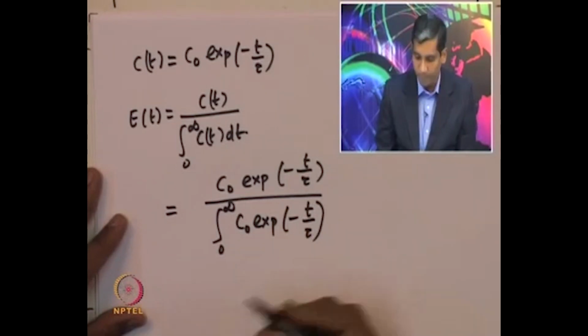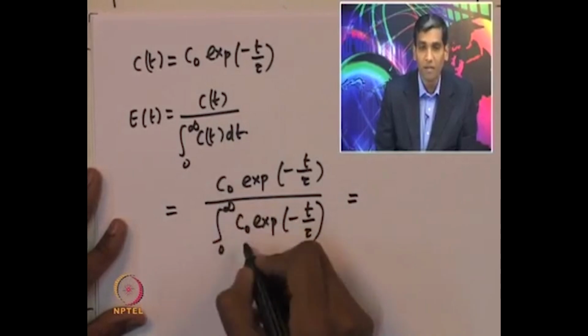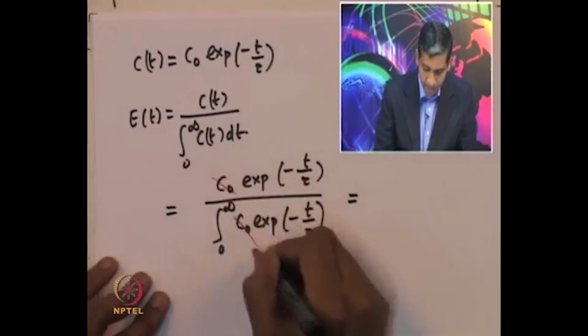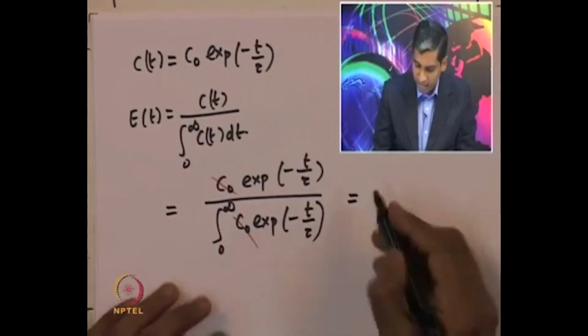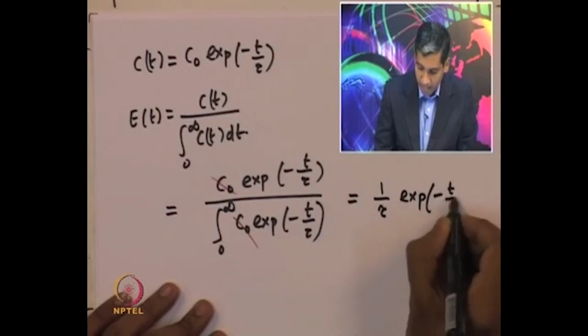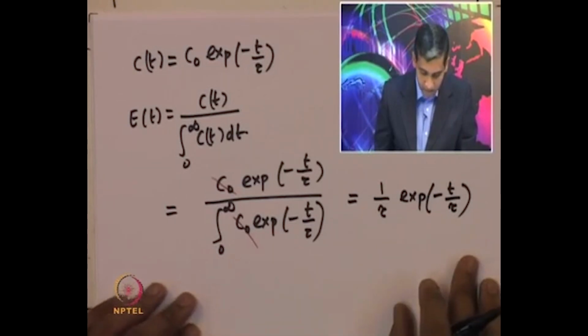of exponential of minus t by tau. Performing the integration, because C naught is constant, one can cancel C naught from the numerator and denominator, and we find that this is equal to 1 by tau times exponential of minus t by tau. So, that will be the residence time distribution function for a single CSTR.